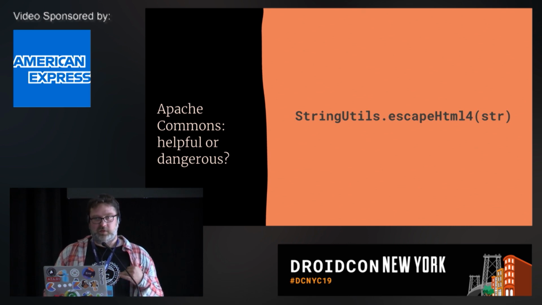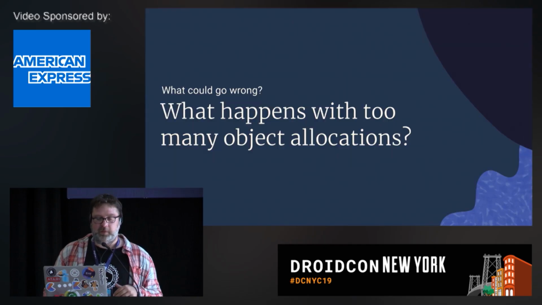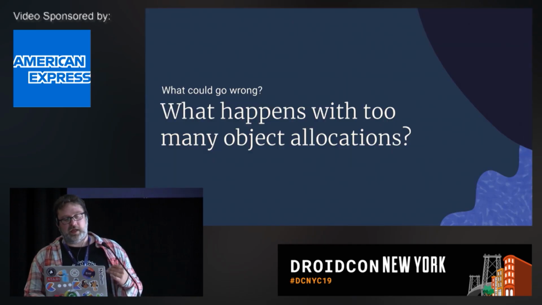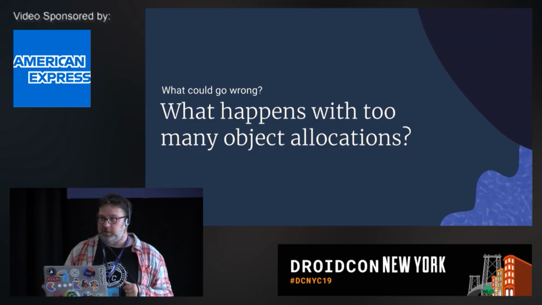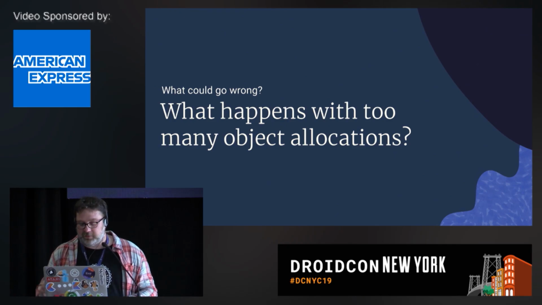But what happens when you start doing that on every single string that comes through from your API? You start to get a lot of object allocations. This was actually discovered by my colleague Jeremy, who gave a presentation this morning. It was a brilliant find.